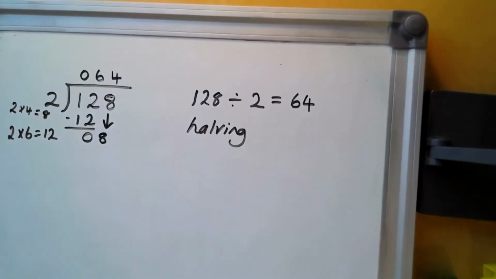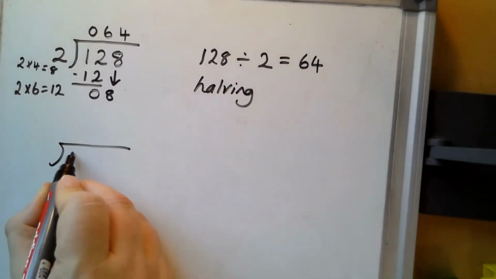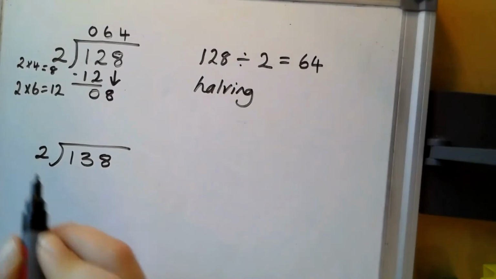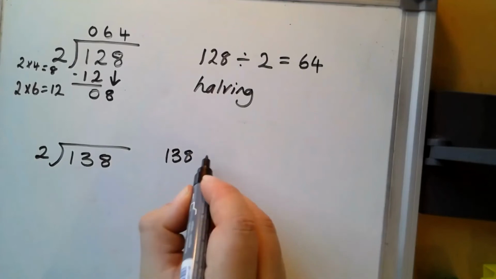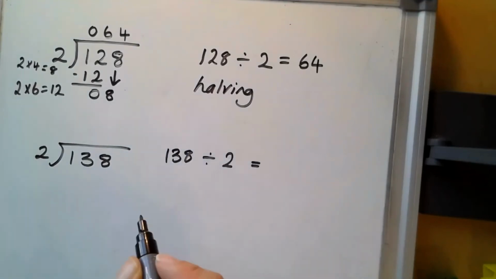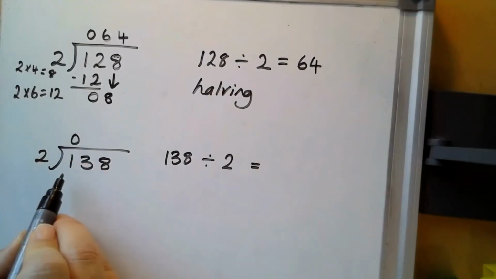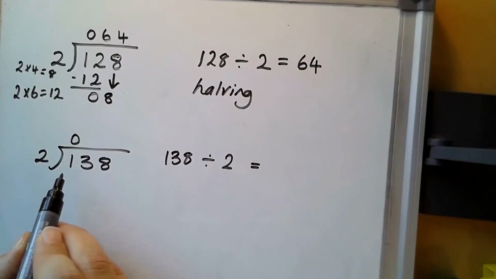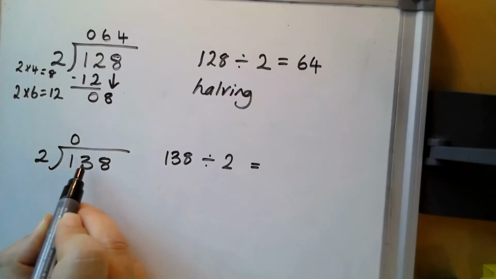Let me give you an example where we have to carry some numbers over. I'm going to stick with 2 for now. We start exactly the same way. So this is the one we're doing, 138 divided by 2. Okay, how many 2's go into 1? No, they don't. So I'm looking at 3 or 13? 13, well done. So we're looking at 13 here.